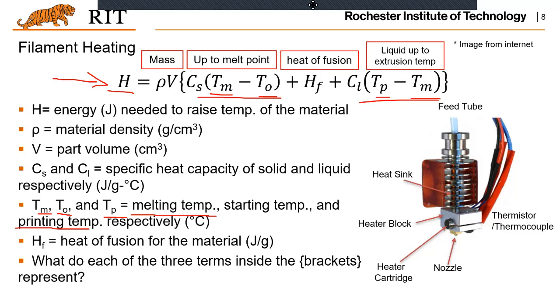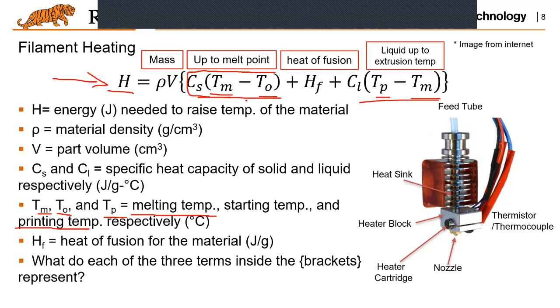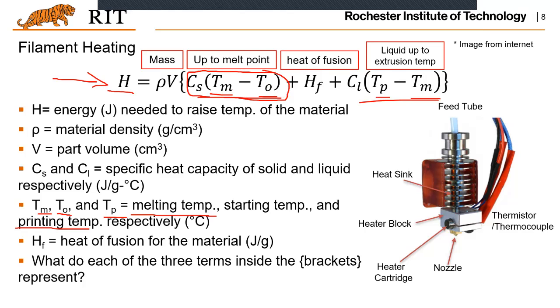Basically, this portion represents the temperature rising from room temperature to the melting point. And this part gives you the temperature of the material increasing from the melting temperature to the printing temperature. And this CS and CL give you the specific heat capacity of the solid and liquid material.